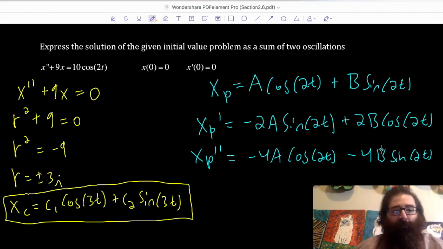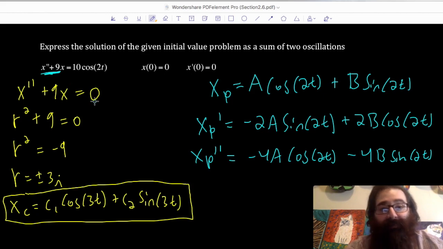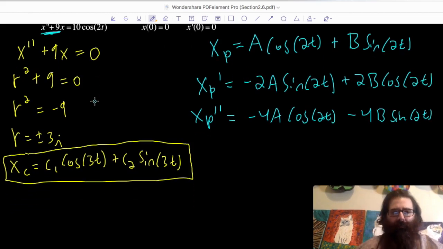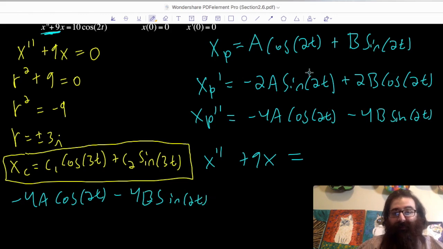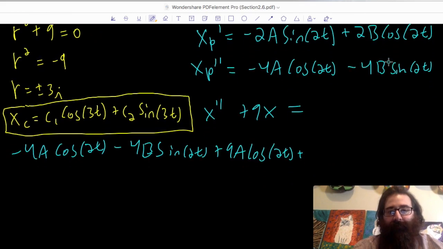And when plugging into the differential equation's left-hand side, I only need x double prime and x. So x double prime plus 9x is really what I'm focusing on. So here I can say, x double prime plus 9x is going to be equal to, let me write underneath here, x double prime is negative 4a cosine of 2t minus 4b sine of 2t plus 9 times x. Imagine distributing a 9 through x up there. That's a 9a cosine 2t plus 9b sine of 2t.